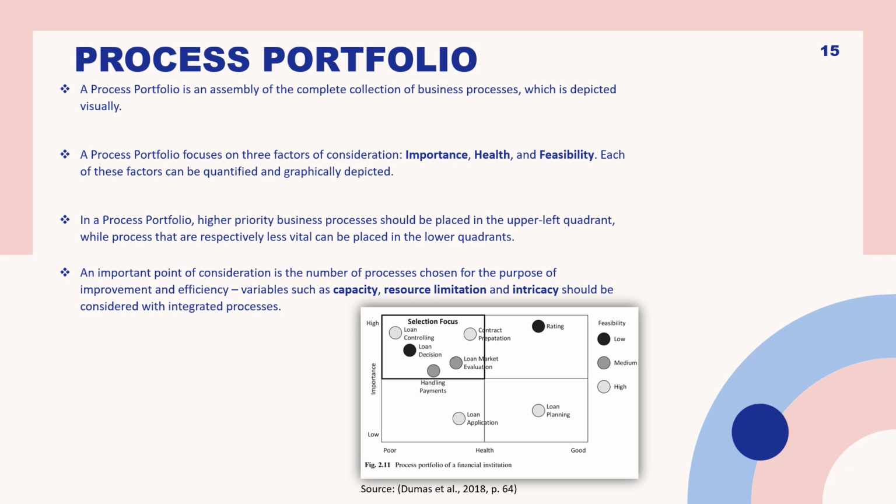An important point of consideration within the process portfolio is the number of processes chosen for the purpose of improvement and efficiency. Variables such as overall capacity, resource limitations such as financial resources, and intricacy or complexity of business processes should be taken into consideration, since these business processes are tightly integrated with each other.